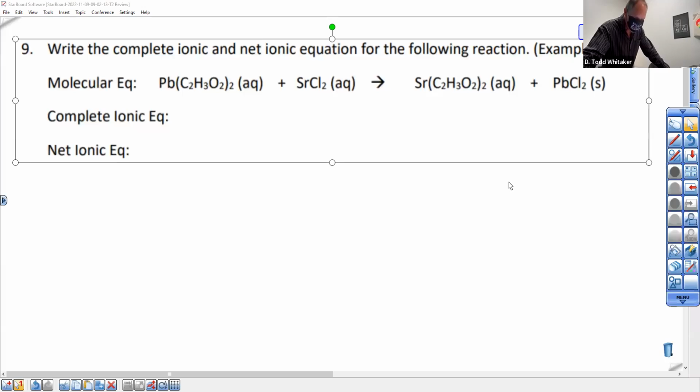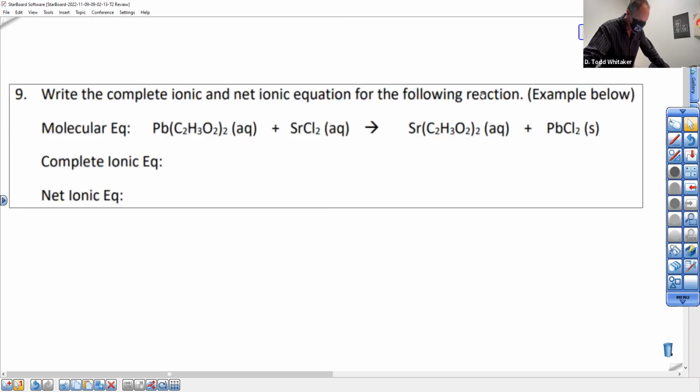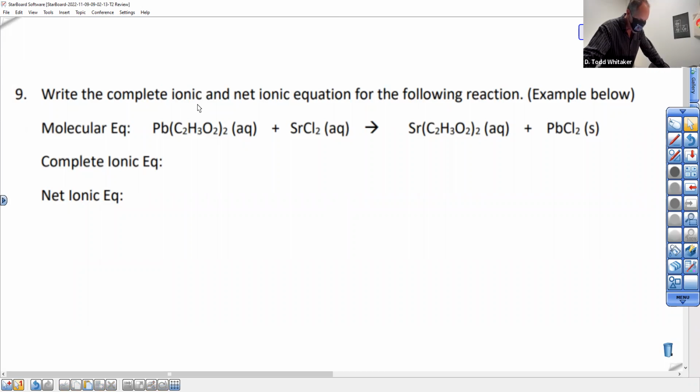All right, ladies and gentlemen, I know you talked about net ionic equations in lab, but I don't think we ever did it in lecture. It's not that bad. Write the complete ionic and net ionic equation for the following reaction. And we should be balancing this thing first, unless it's already balanced. And it's balanced. 1 lead, 2 acetates, 1 strontium, 2 chlorine. Good.